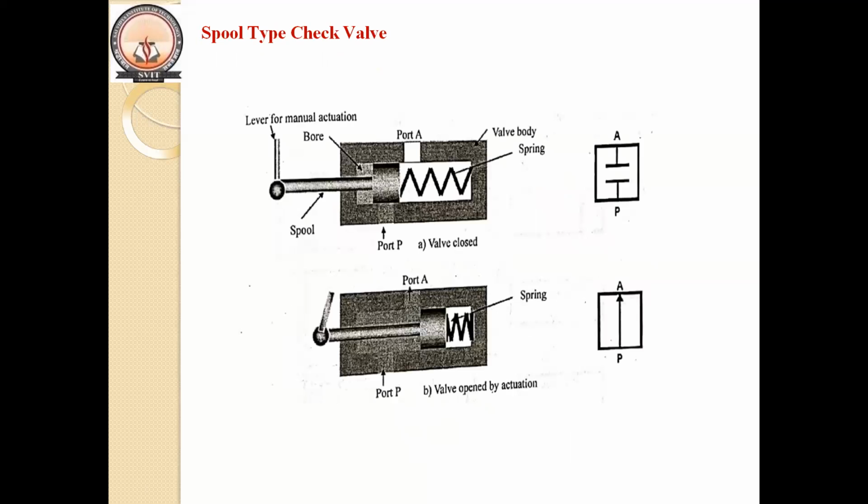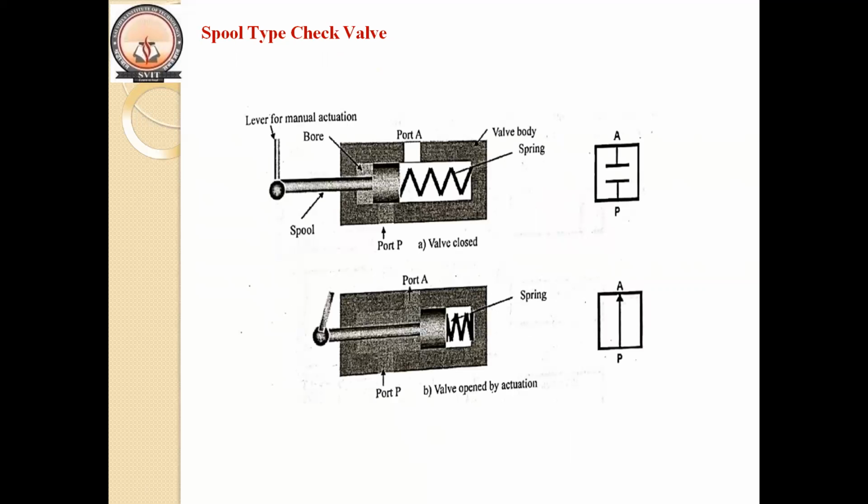The second one is a spool type check valve. Again, this is also a 2 by 2 valve. The first two indicates the number of ports, pressure port and actuator port. The second two indicates the number of positions. Okay, you can see in the first figure when the spool is at the first position, that spool blocks the port P. Therefore, there is no flow from port P to port A. And you can observe here the spool is actuated manually, hence it is called a manually actuated spool valve.